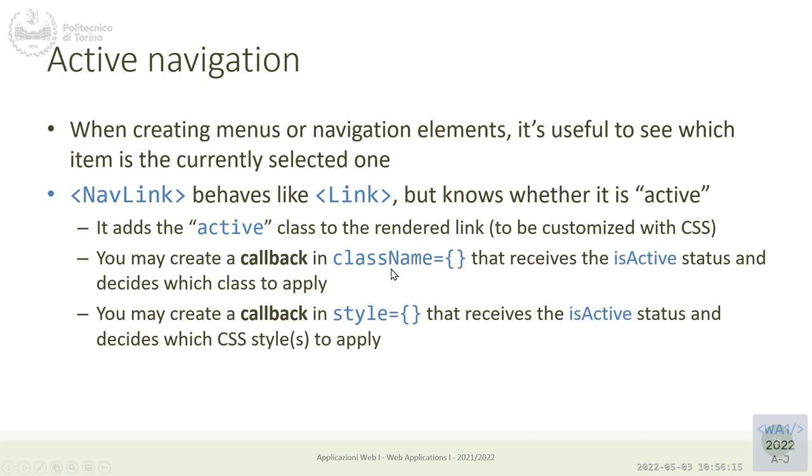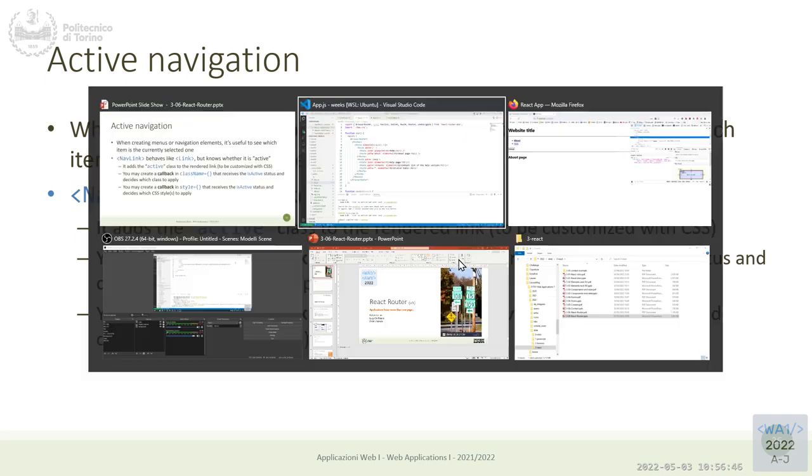If we want to change, maybe we already have some classes available which are not called active, and so NavLink has two extra attributes. One is called className and the other is called style, that expect a callback function, and this callback function receives a boolean value, is active or not. So we may have a className with a callback function that will return the name of the class to apply only if it's selected.